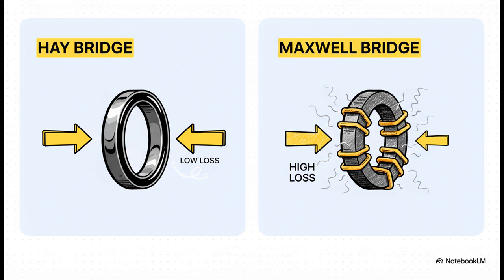For that, you use a Hay bridge. A low Q inductor is, well, it's a bit leaky with higher energy loss. For that, you need the Maxwell bridge. Easy way to remember? High Q, Hay; low Q, Maxwell.